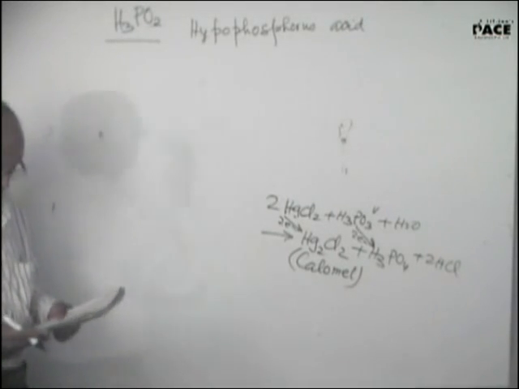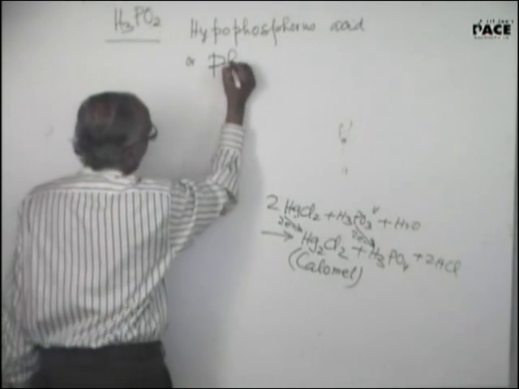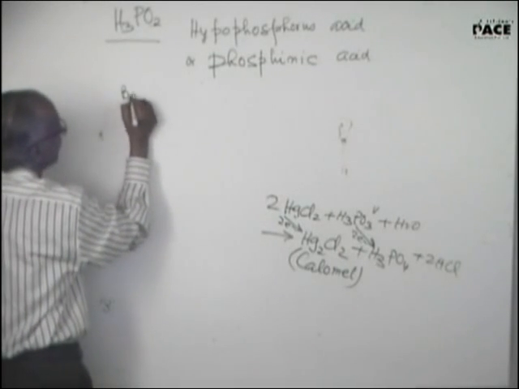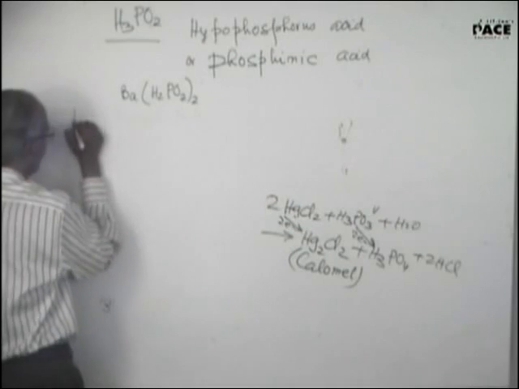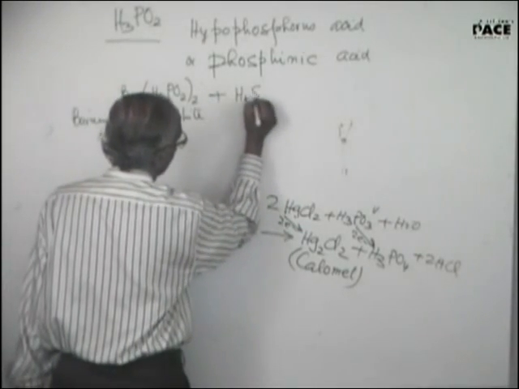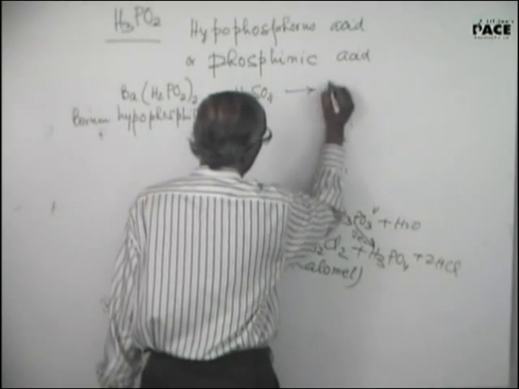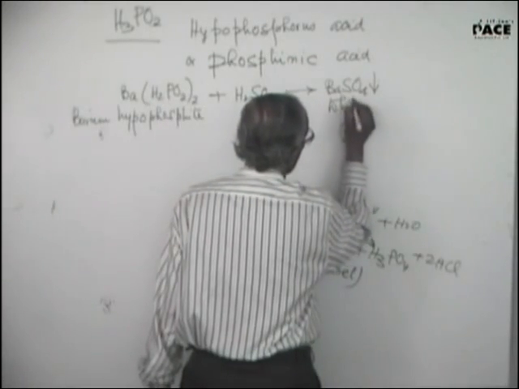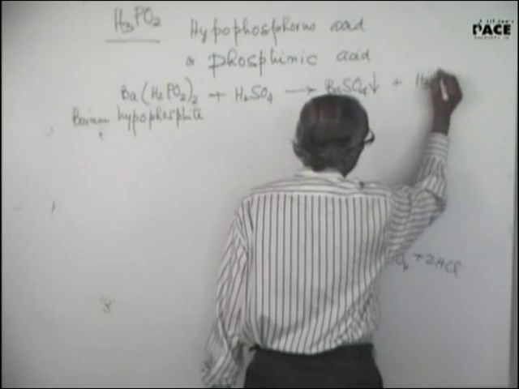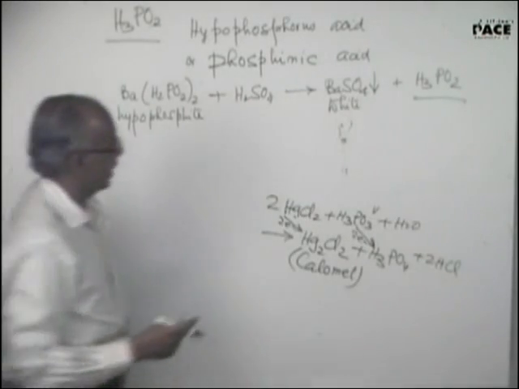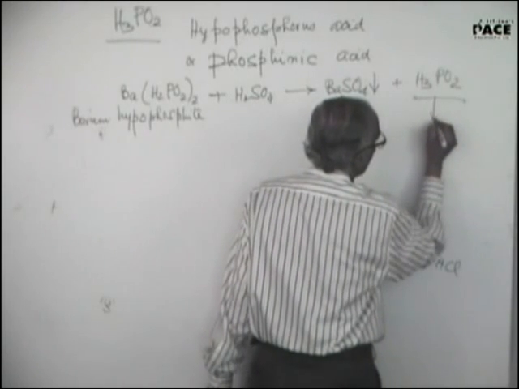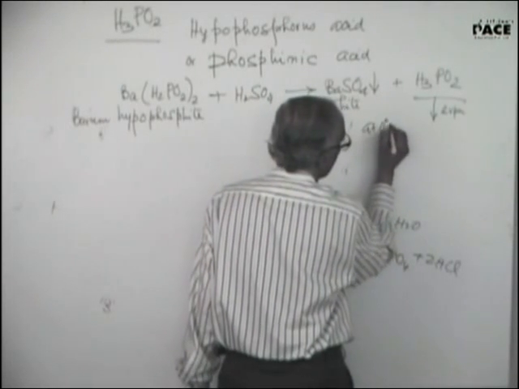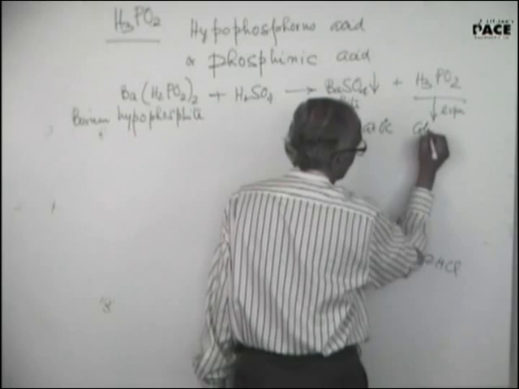Hypophosphorus acid or phosphinic acid, they are the same. So if I take the barium salt, barium hypophosphite, and add sulfuric acid, I get barium sulfate, a white precipitate, and hypophosphorus acid. The hypophosphorus acid, when you evaporate at 0 degrees Celsius, comes out in the form of colorless crystals.